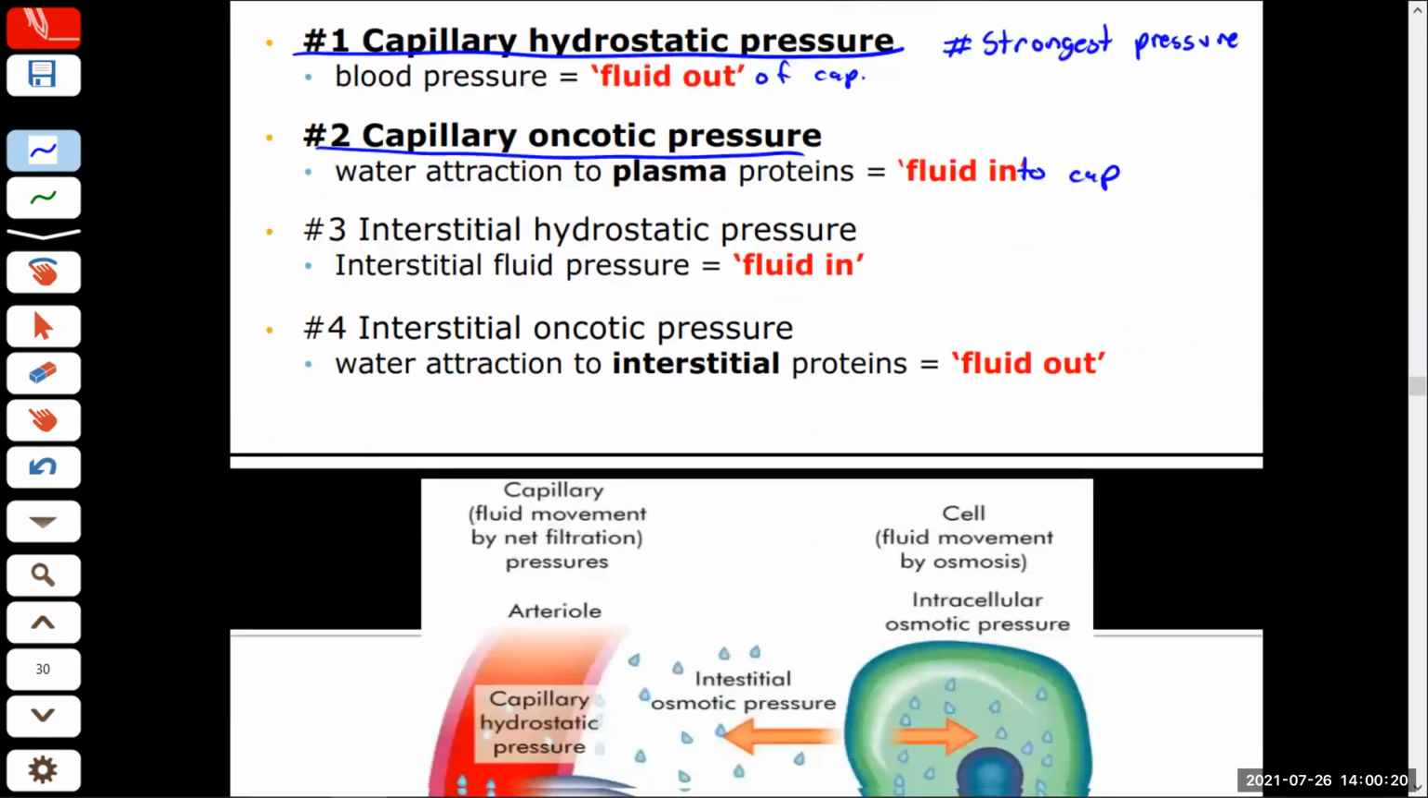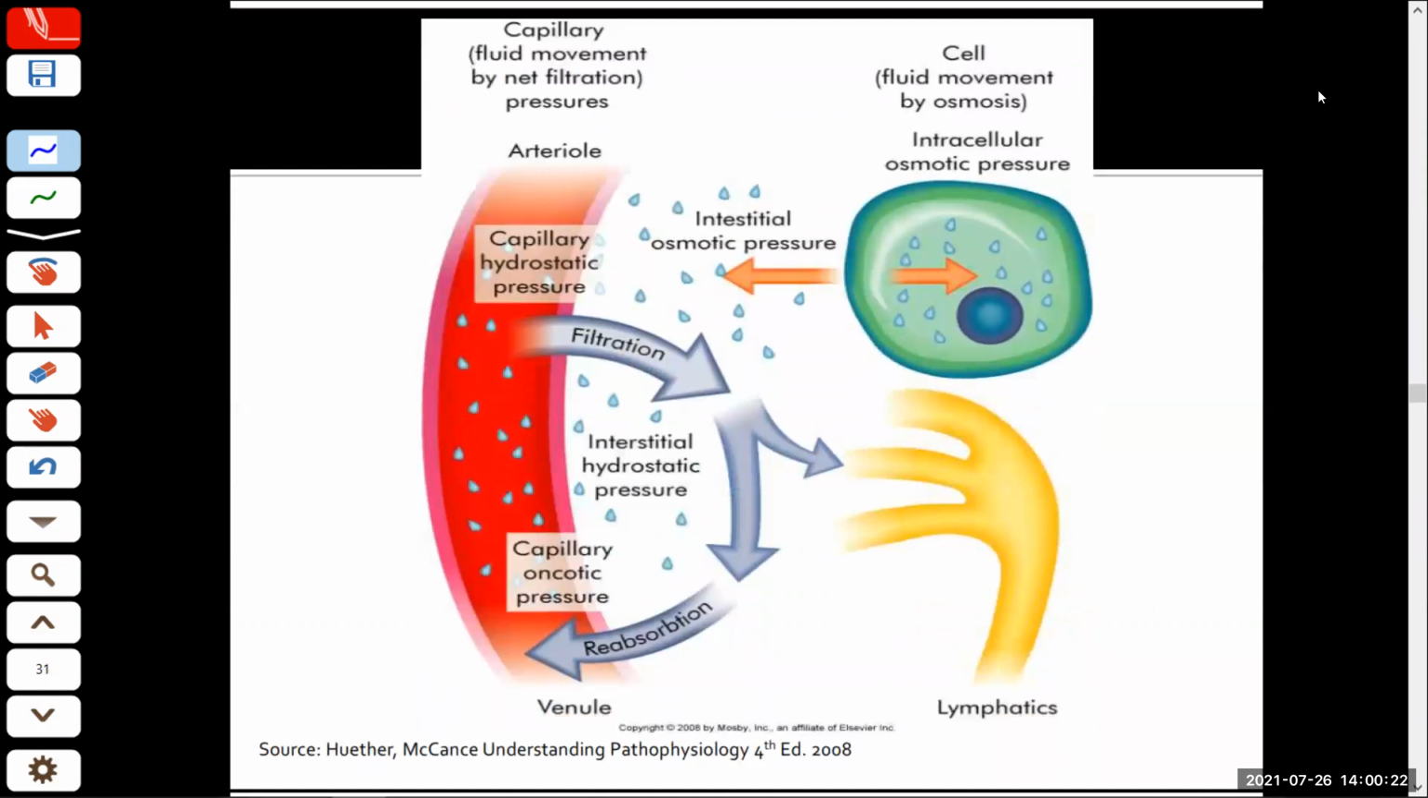So if you didn't like my drawing, here's a better one. Capillary hydrostatic pressure. What does that want to do with water? Get it out where? Out of, into the, right, so here's all that water. I better be able to suck that water back in. How am I going to suck that water back in? Capillary oncotic pressure. You guys see how this is like a nice little circle?